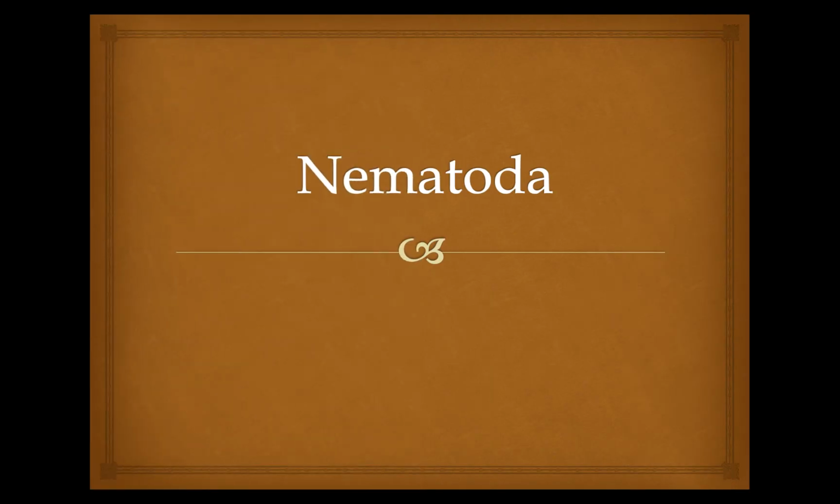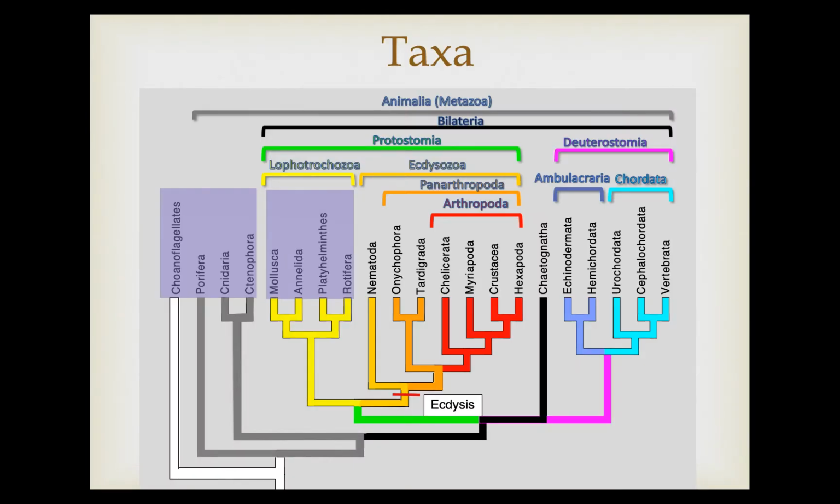This video covers the Nematoda, or the roundworms. We've talked about several groups in this class that use the term worms. Worm simply means a vermiform, worm-shaped organism. So we've talked about flatworms, the segmented worms or annelids, but these are the roundworms. So here are the animals we've covered thus far.